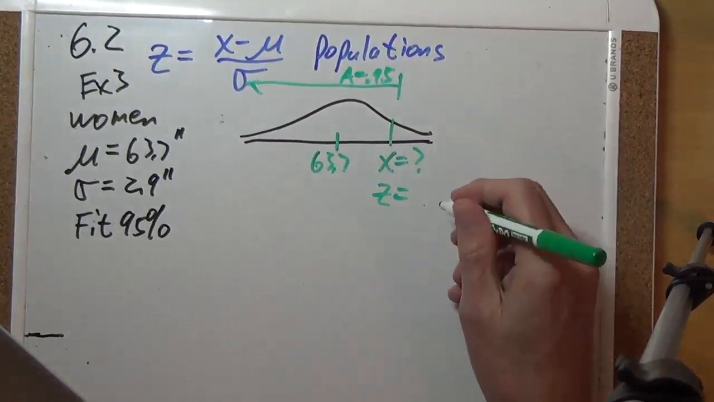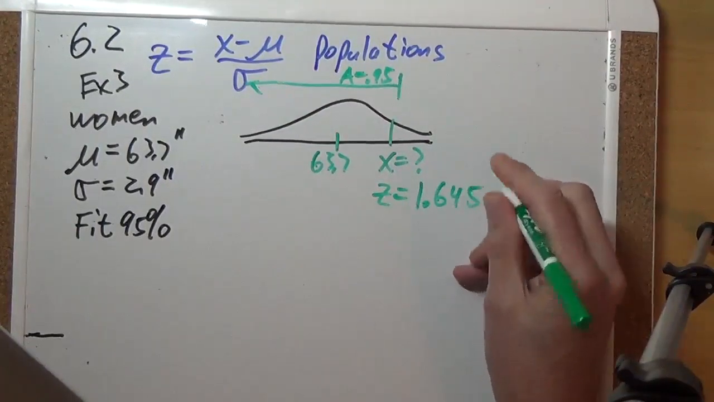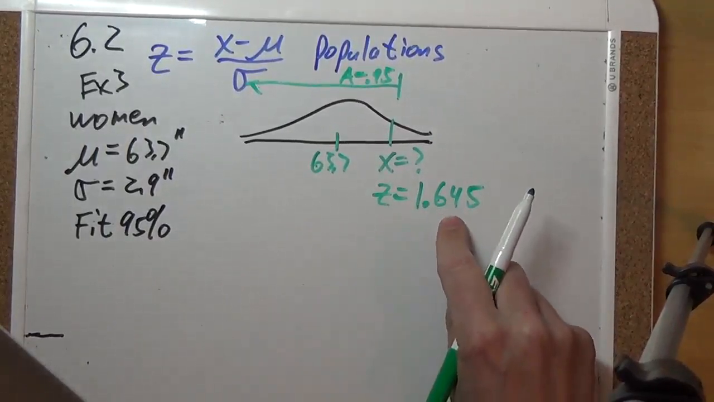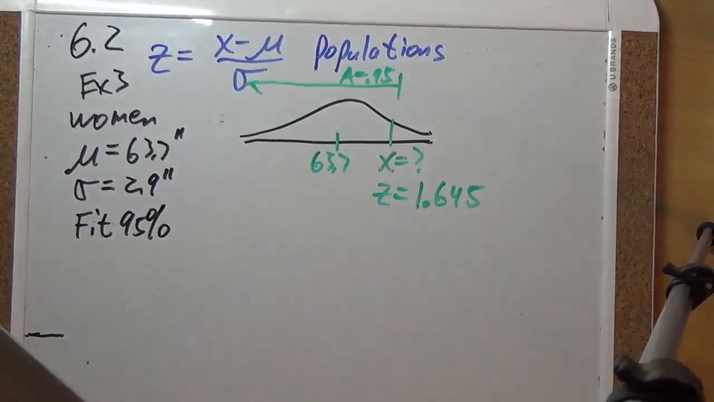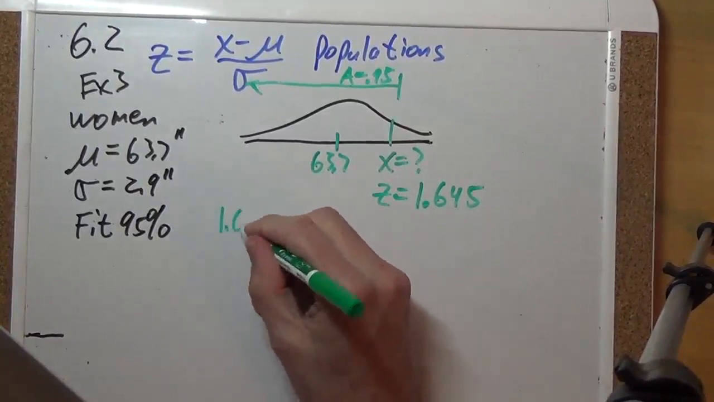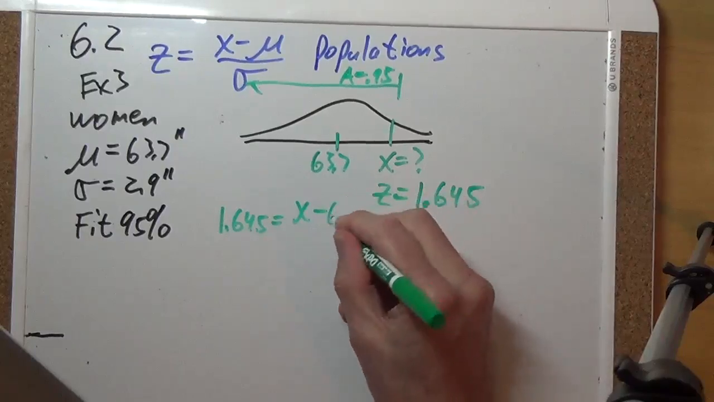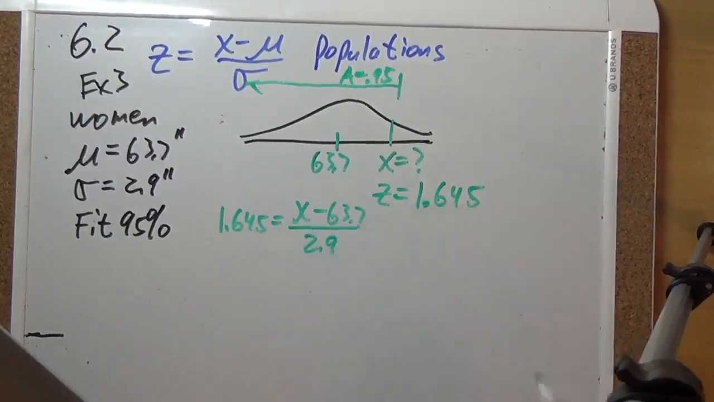I'm going to let you find that z-score in practice. It's 1.645. 1.65. This is a special critical z-score. Notice that it falls between two values, 1.64 and 1.65. There's a dot on the chart. So now that I've got that z-score, I plug it in here. I know my mean is 63.7. I divide by 2.9. Now I'm going to solve for x.